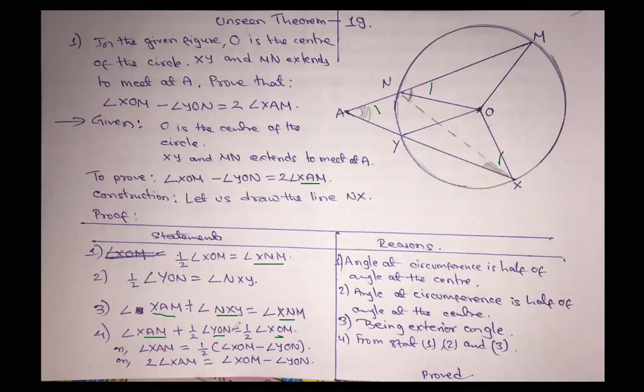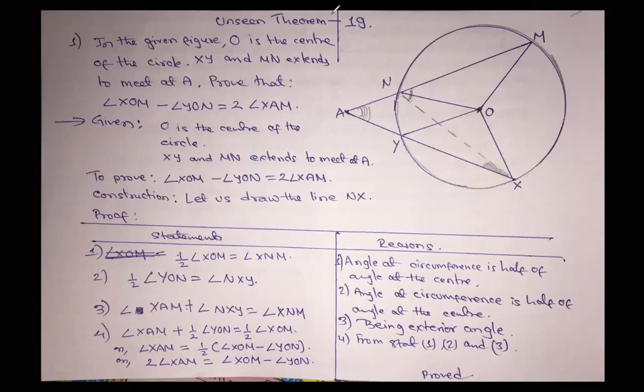Half and half will be common, so you take half as common, and the minus is done. Then half will become XOM minus YON goes on the other side. Looking at the question, there is no half here, there is 2 here, so divide by 2 becomes multiply when it goes to the other side. So 2XAM equals XOM minus YON. In this way we have proved this theorem. Is it okay or not?